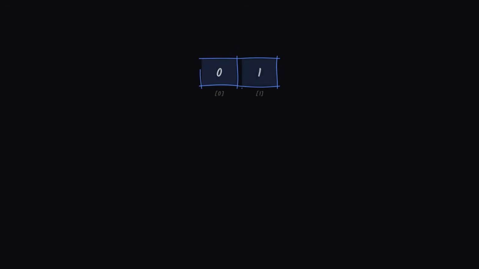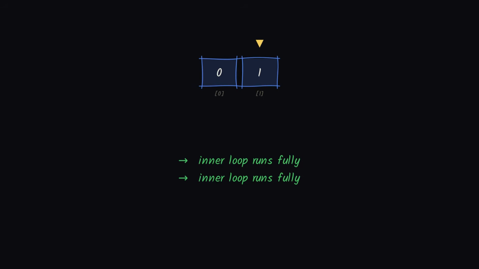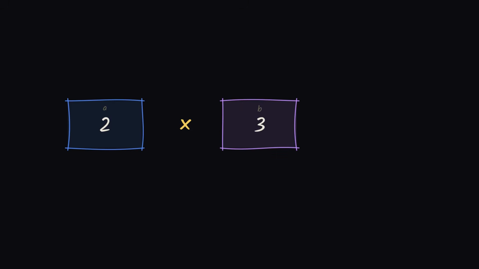The outer loop walks the rows, 0, then 1. Row 0. Now the inner loop fires and runs completely. Column 0, 1, 2. Before we move on, row 1, the inner loop runs the whole way through again. 0, 1, 2. 2 outer passes, 3 inner passes each. 6 lines total. Nesting multiplies: outer loop 2 times, multiplied by inner loop 3 times each.